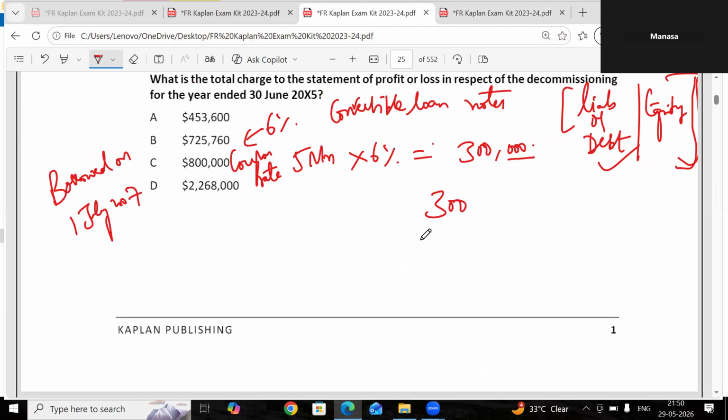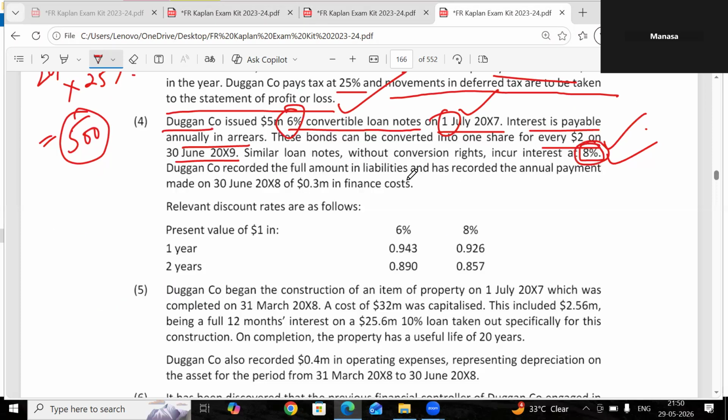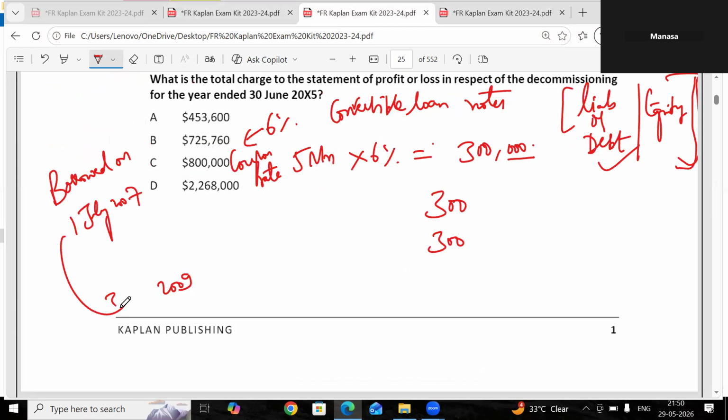So in the second year, the 300 payment will again be made, because till 2009, they have the chance to convert, on 30th June. So for these 2 years, interest will be paid, and in the second year, when the conversion happens, the loan note will get converted into equity. So that means the maturity is 2 years. We can expect that. Yes or no? Yes.